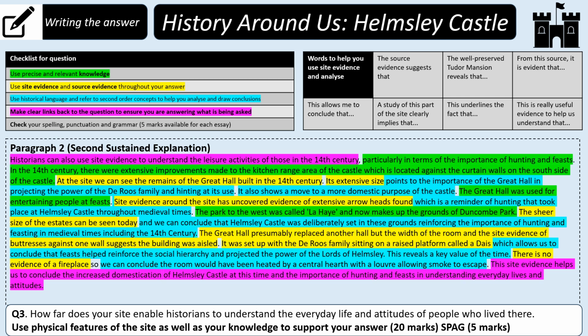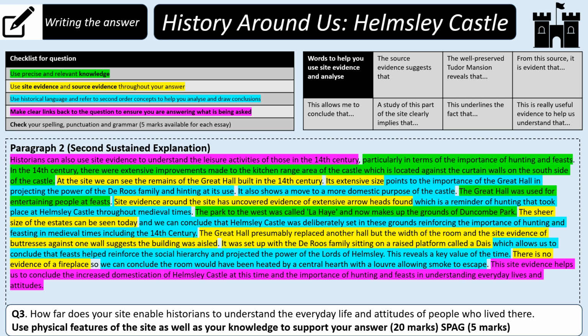Site evidence around the site has uncovered extensive arrowheads, which is a reminder of hunting that took place at Helmsley Castle throughout medieval times. The park to the west was called La Haye and now makes up the grounds of Duncan Park. The sheer size of the estates can be seen today, and we can conclude that Helmsley Castle was deliberately set in these grounds, reinforcing the importance of hunting and feasting in medieval times, including the 14th century.